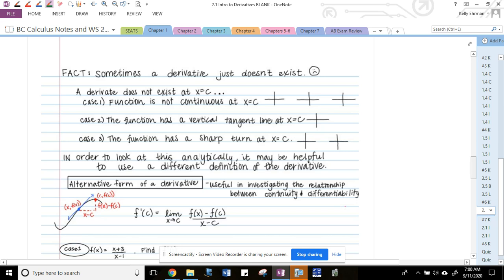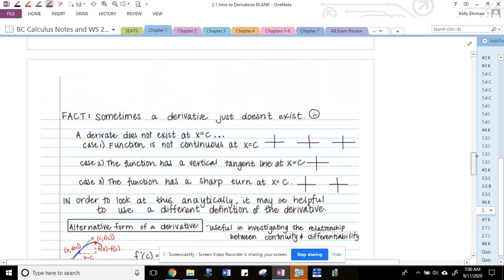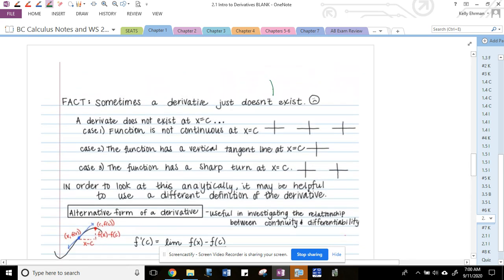There are times when a derivative doesn't exist. So there are basically 3 cases where a derivative doesn't exist at C. I want to make a note up here. It appears throughout the packet, but when a derivative doesn't exist, no derivative, the term that we use for that is not differentiable.